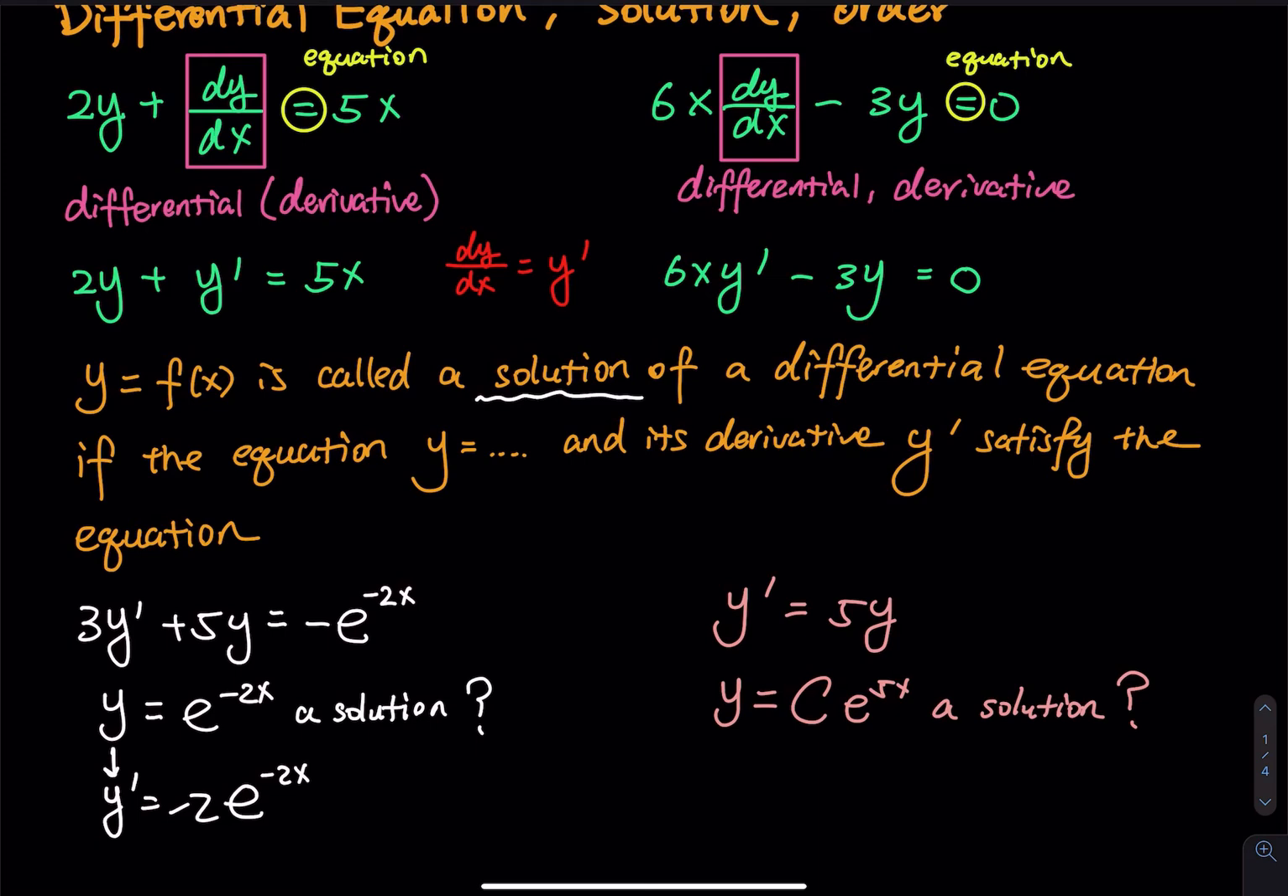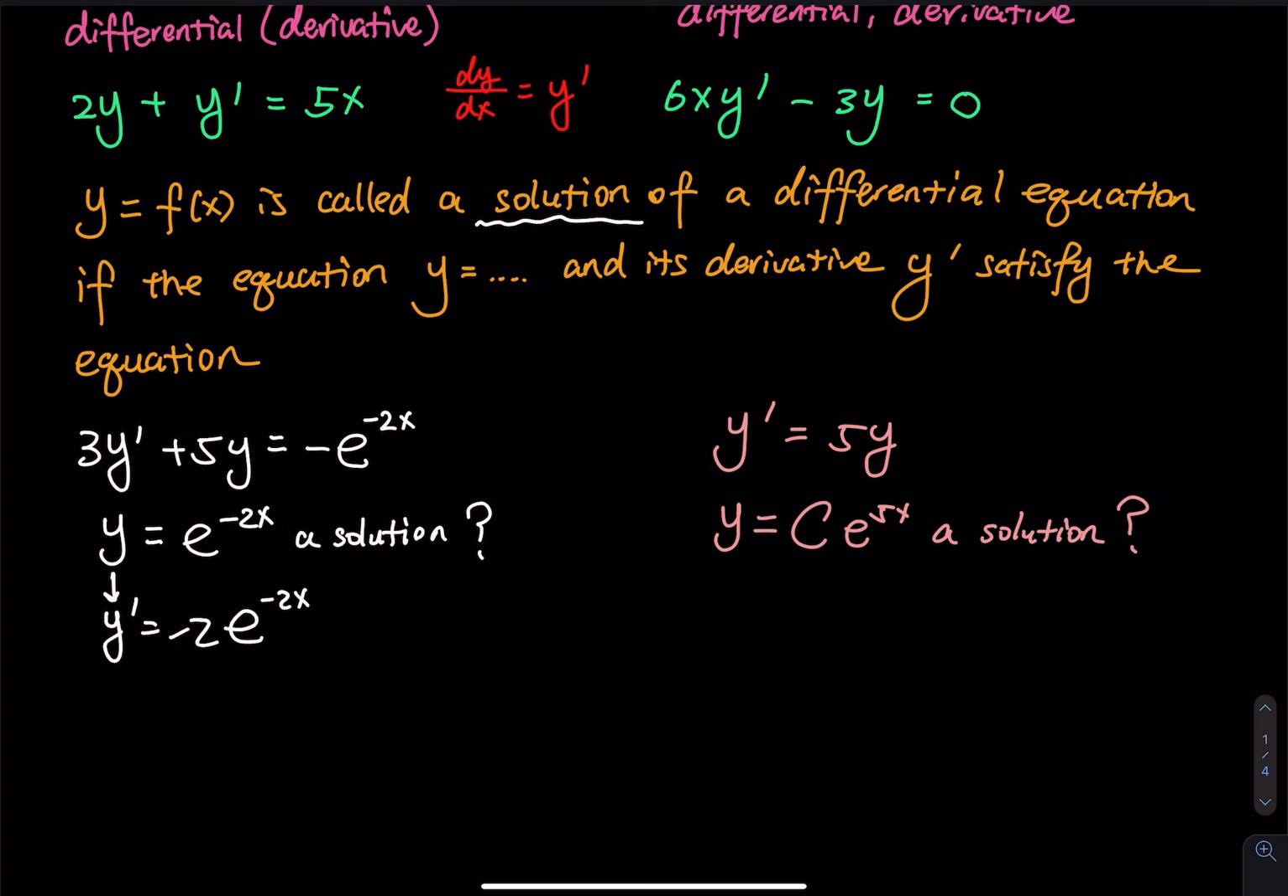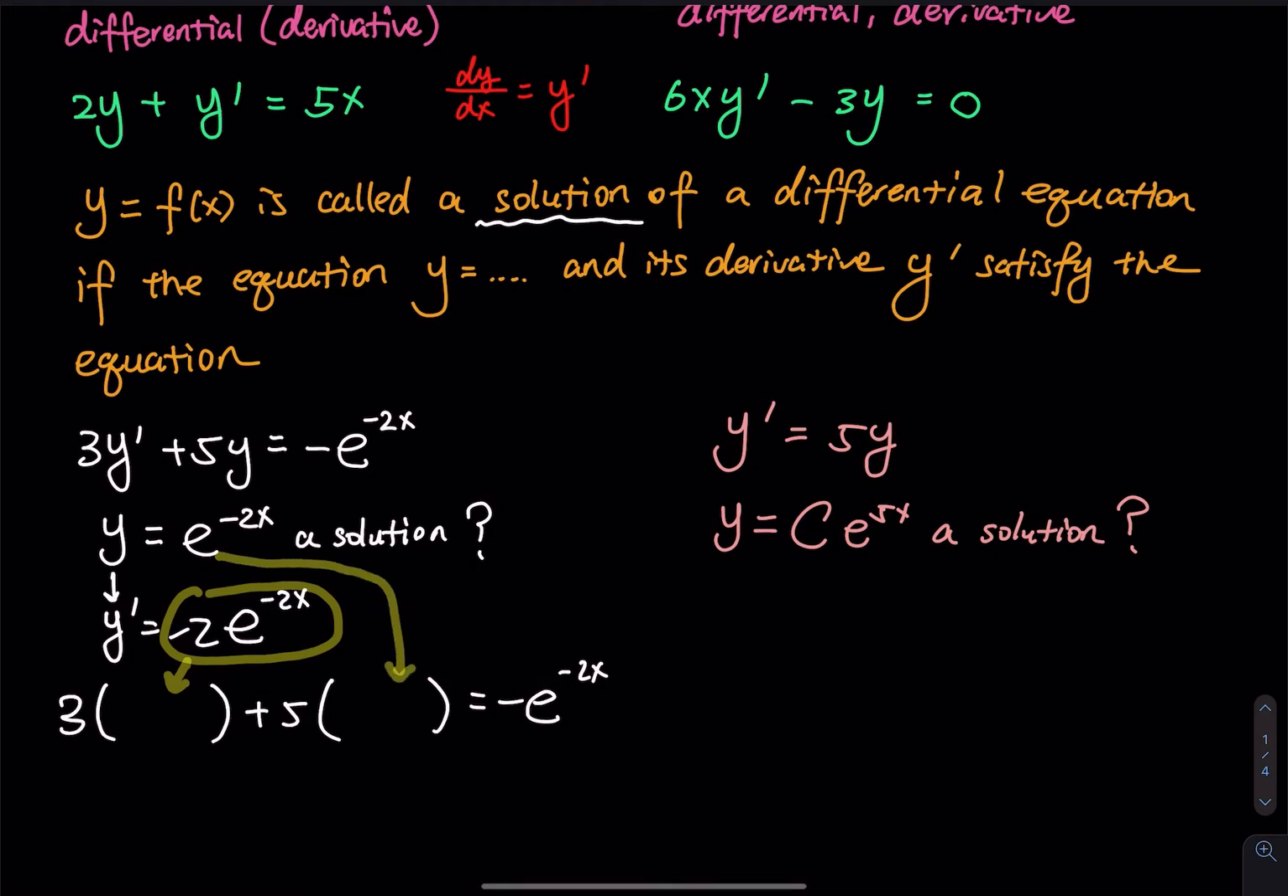The first thing we have to do is plug it in. I will just write like this. We have 3y prime plus 5y equals negative e to the negative 2x. So where does the y prime go? This y prime goes here, and the y goes here. So for y prime, we have negative 2e to the negative 2x, and y equals e to the negative 2x.